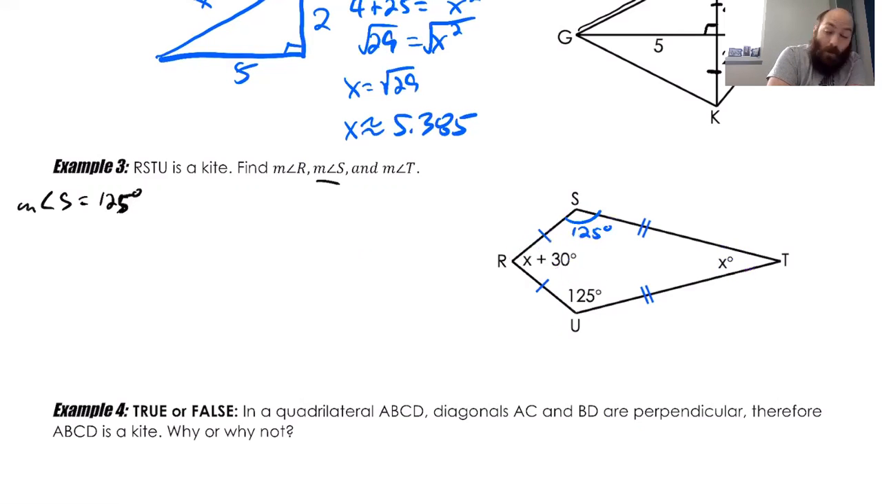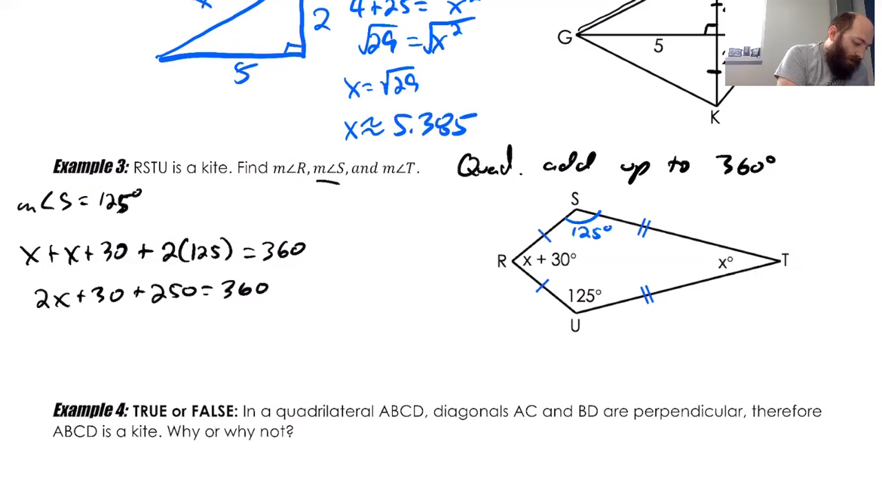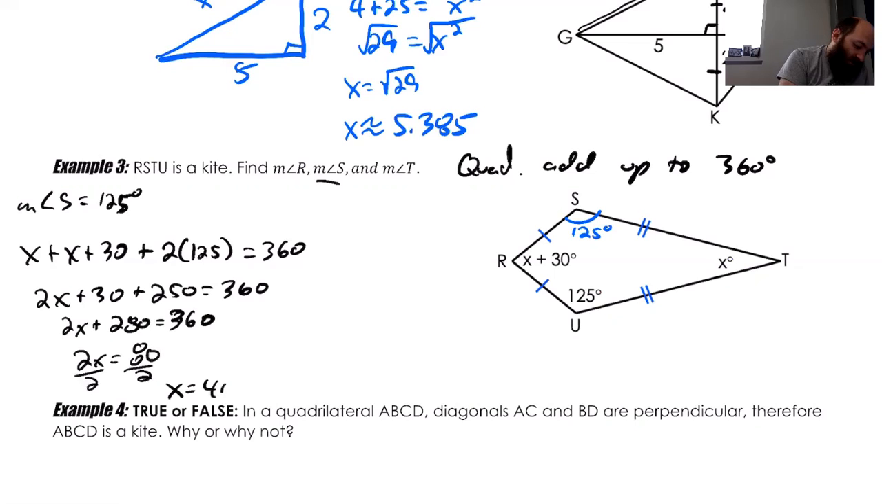The next thing I'm going to do to find this is use the applications of x with those 4 angles. We haven't talked about it a whole lot, but you need to remember that quadrilaterals add up to 360. So I can set this up with that kind of equation. I can do x plus x plus 30 plus 2 of the 125s, and that's going to equal 360. So I've got 2x plus 30. 2 times 125 is 250. So 2x plus 280 equals 360. I can subtract that over so that 2x is equal to 80. Divide by 2, and then x equals 40.